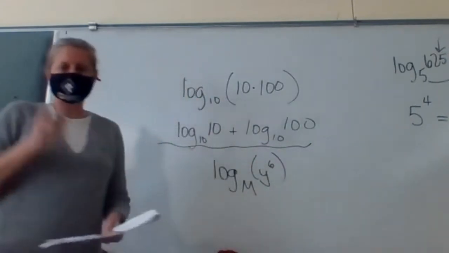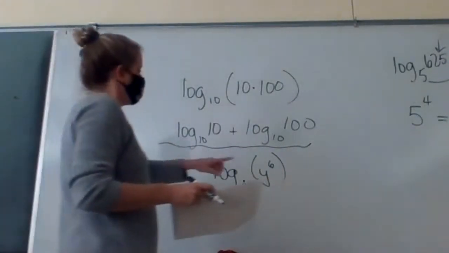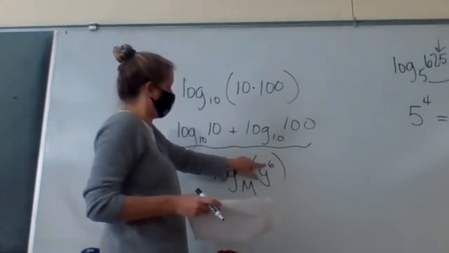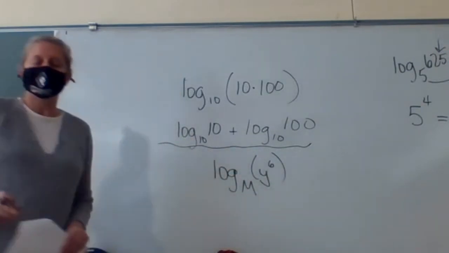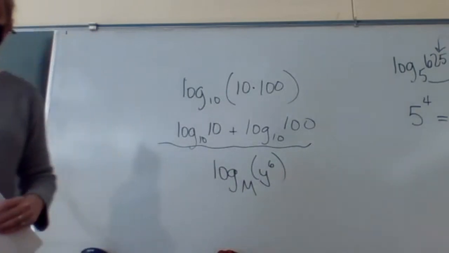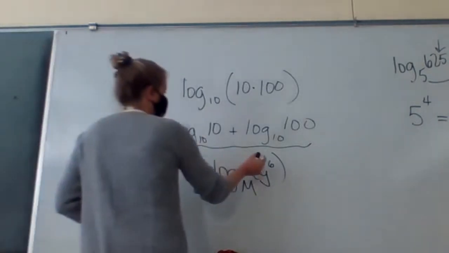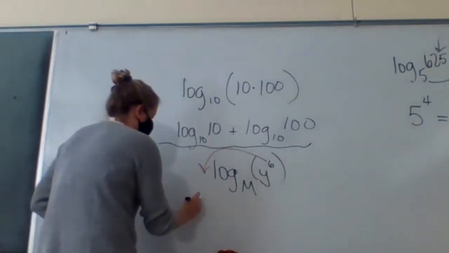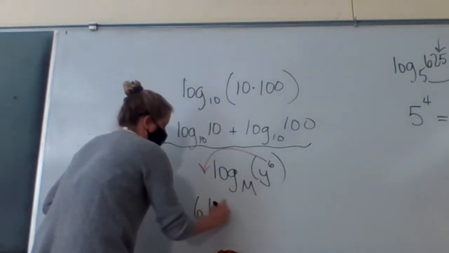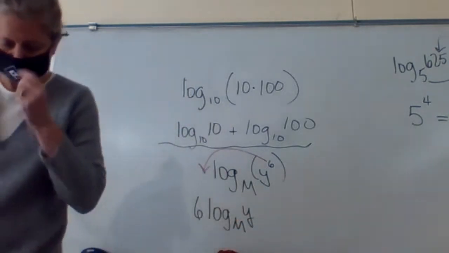So remember what this property tells me. If I have a log, I can rewrite this, especially if this is the variable that I'm solving for in an equation, I would need it to come down out of the exponent. Remember, your exponents can come down right there. So this is the same thing as 6 log base m of y.